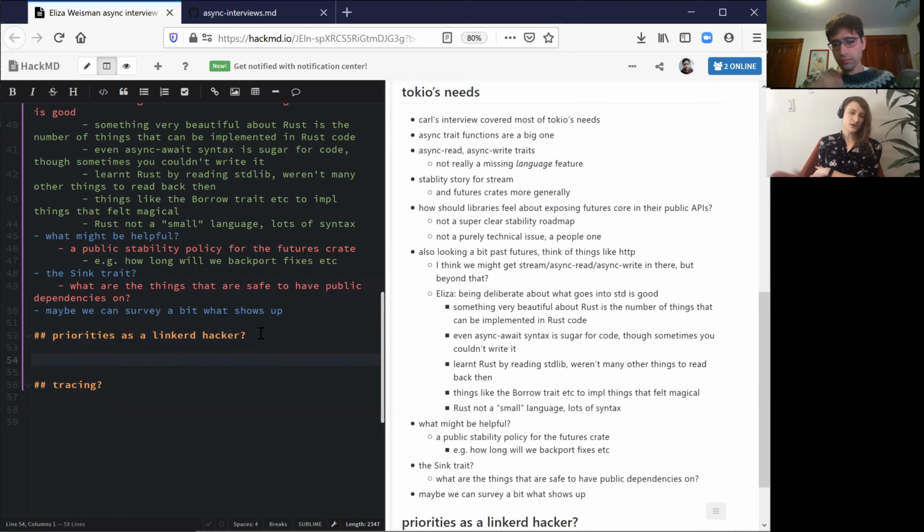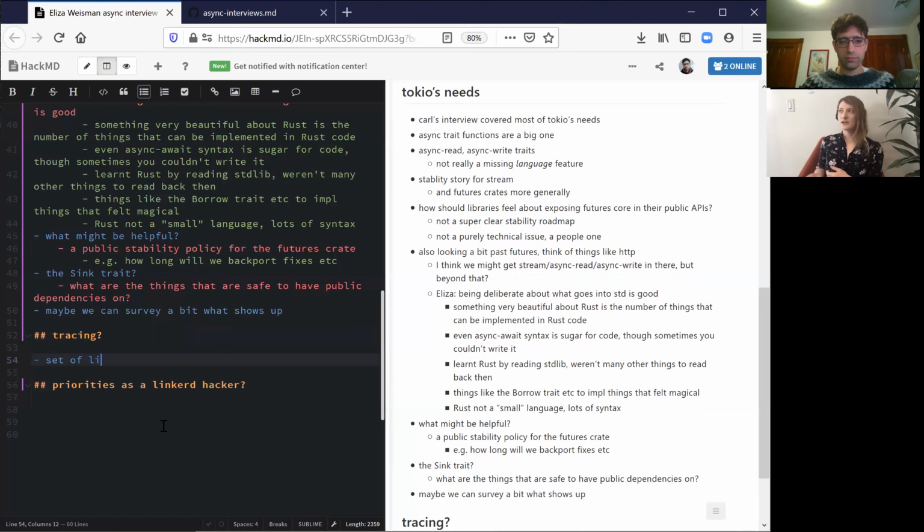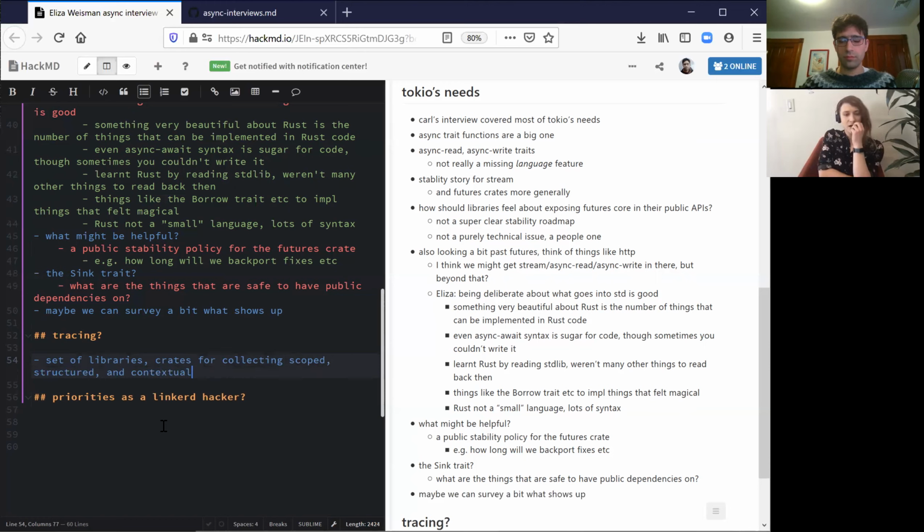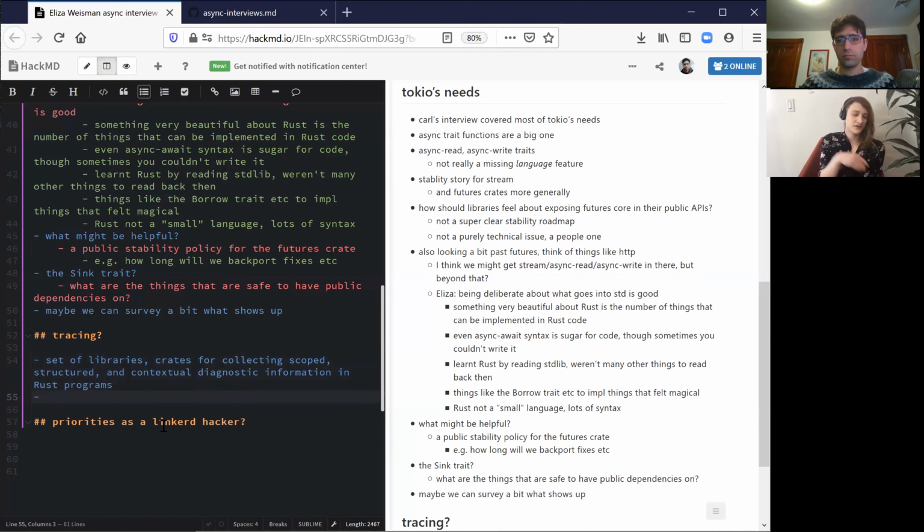So I'm going to talk a little bit about tracing first because I think there's something that fits together here. I should probably do a brief introduction of the tracing crate for whomever is listening from home. Tracing is a set of libraries, a set of crates, for collecting scoped, structured, and contextual diagnostic information in Rust programs. A lot of people call it a logging library. I don't like to call it a logging library.